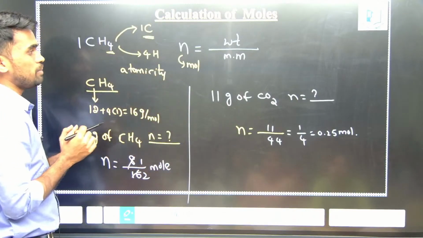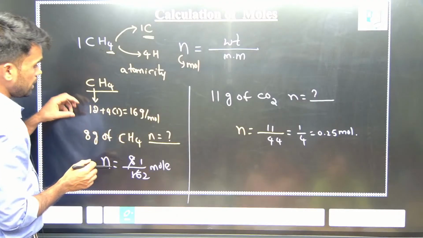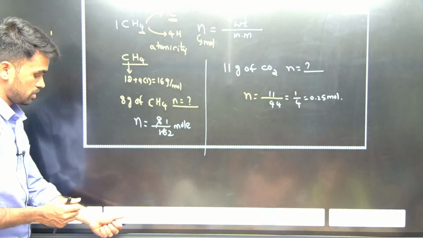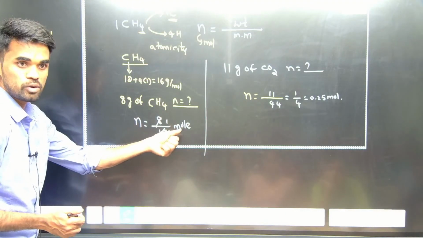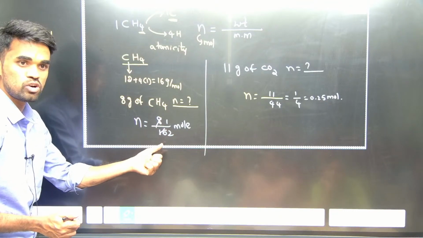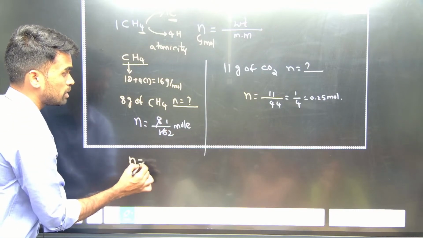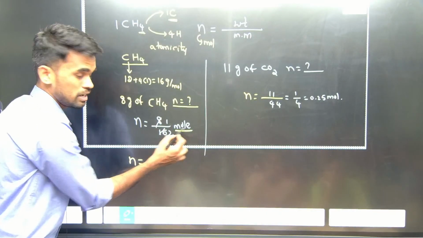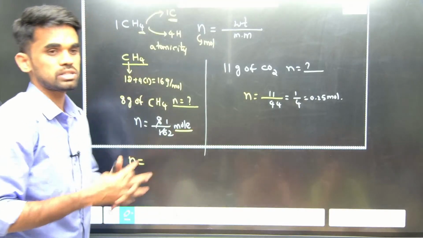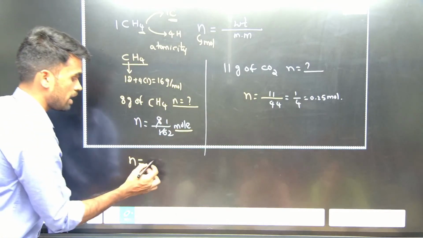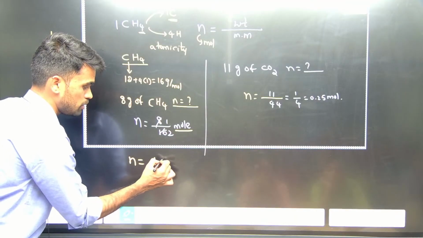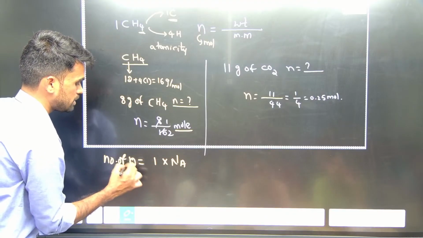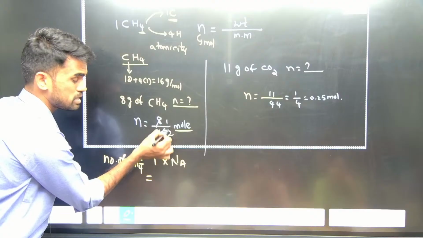Now I will be asking you a question. In 8 grams of methane, how many moles of methane did you get? 1 by 2. Half mole of methane you got. Now I am asking you the number of methane molecules. What will you do? If I get 1 mole, I should multiply that 1 mole by the Avogadro number, so that I will get the number of methane molecules.